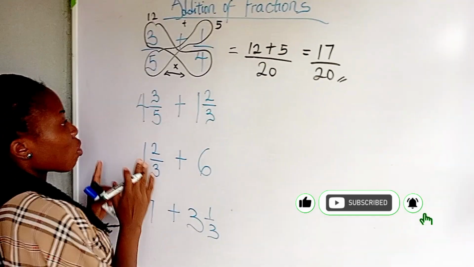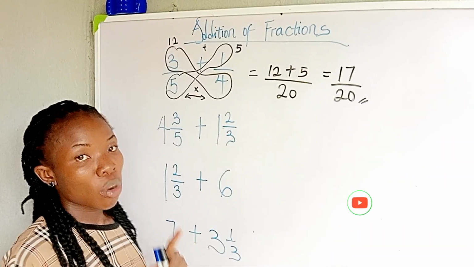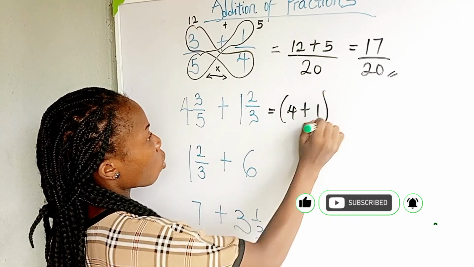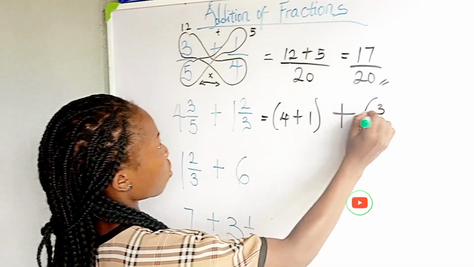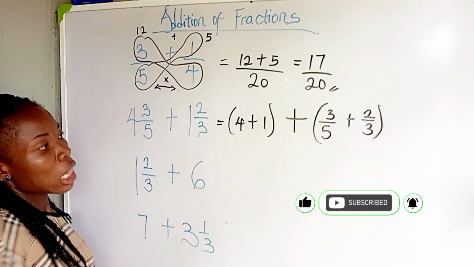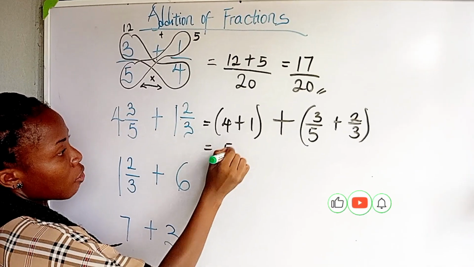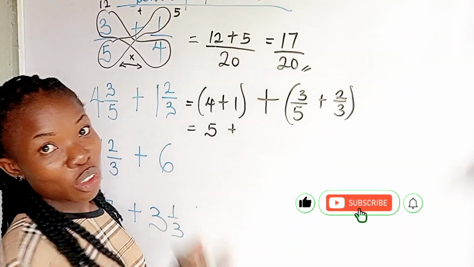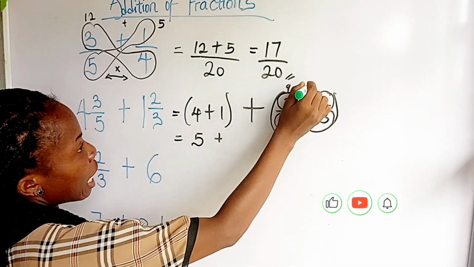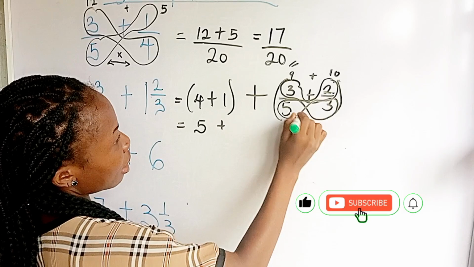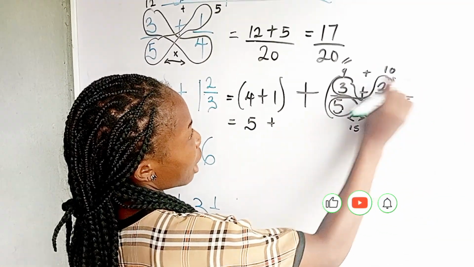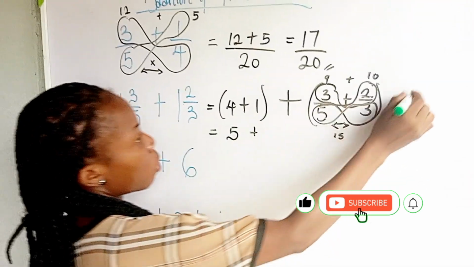Now, in the case whereby you're given a mixed fraction added to a mixed fraction, what you do first is to separate your whole number from your fraction. What are our whole numbers? We have 4 and 1. We separate them from the fractions, which are 3 over 5 and 2 over 3. Now 4 plus 1 is going to give us 5. Then we add the fractions using the butterfly method. 3 times 3 will give you 9, plus 5 times 2, that's 10. Now multiply 5 times 3, 15.